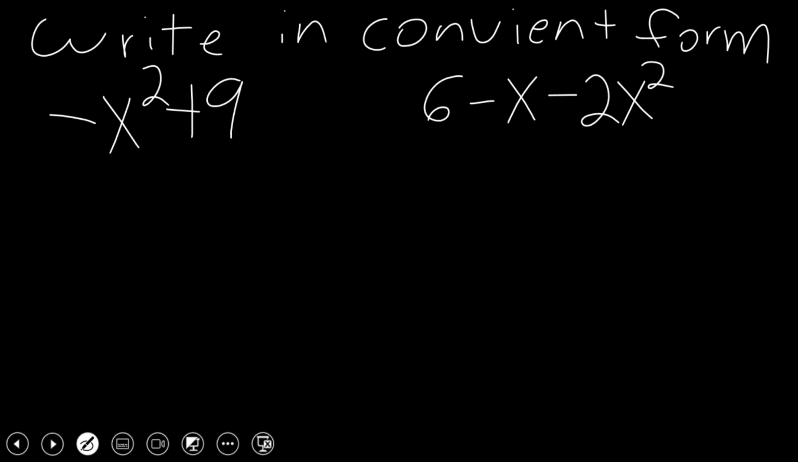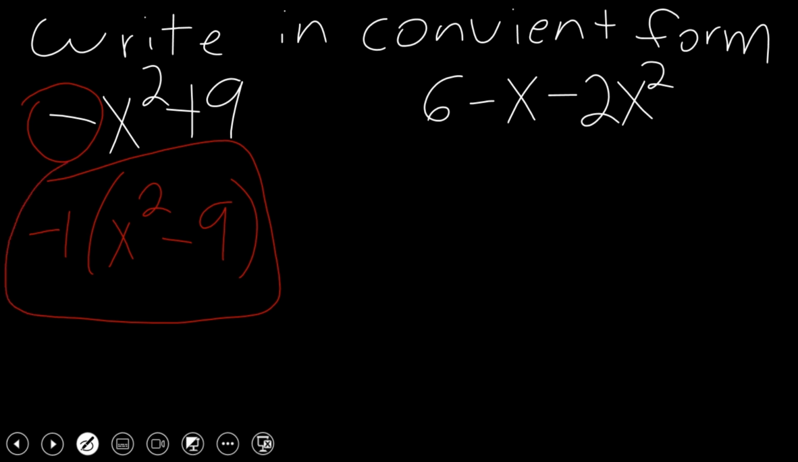Okay, so this one here we are to write in standard form. And so what we're going to do is the first one is already written in descending order. However, we cannot have this negative here. So we're going to pull out a -1, x squared minus 9, and that is our answer for the first one.